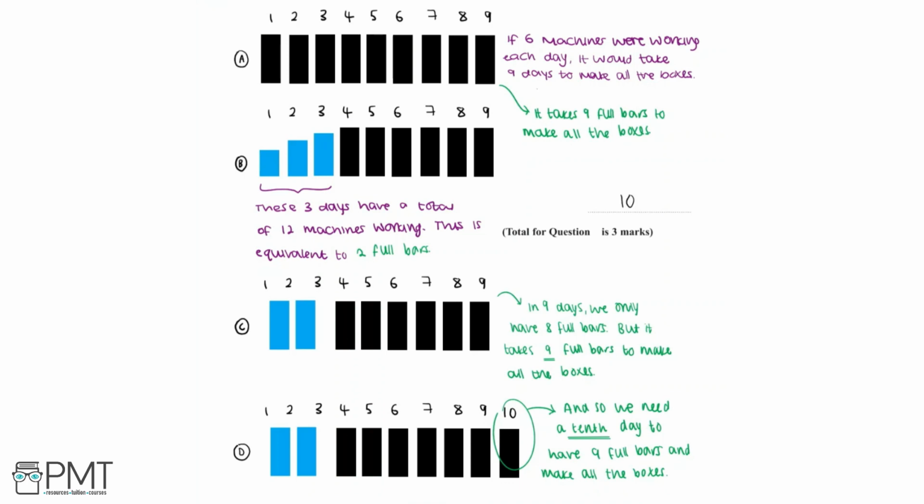Now this question is worth 3 marks. We get the first mark for recognising that days 1, 2 and 3 are equivalent to 2 full bars. We get the second mark for realising that we have 8 full bars, but we actually need a total of 9 full bars to make all of the boxes. And we get the third and final mark for realising that in order to get 9 full bars, we need to add an extra day. And so we've found out that it will take a total of 10 days in order to make all of the boxes, allowing us to get the full 3 marks needed in this question.